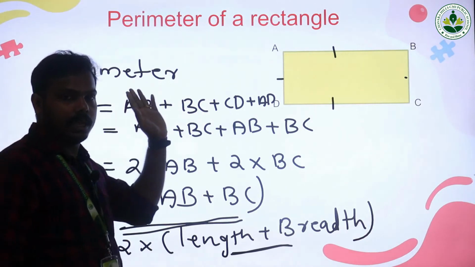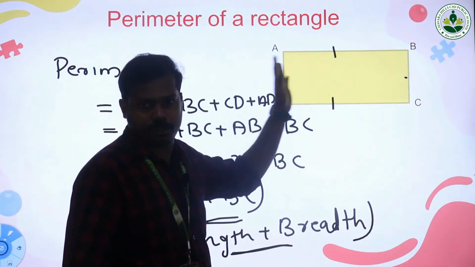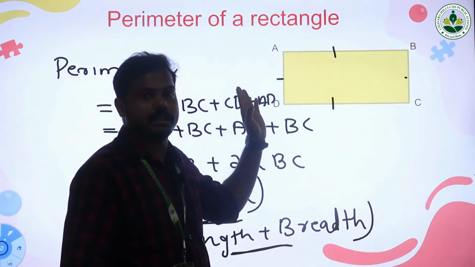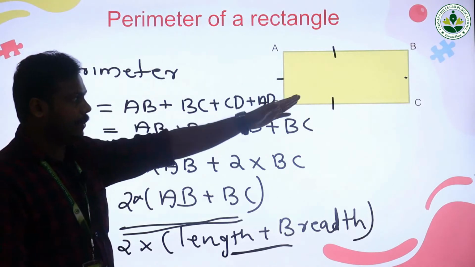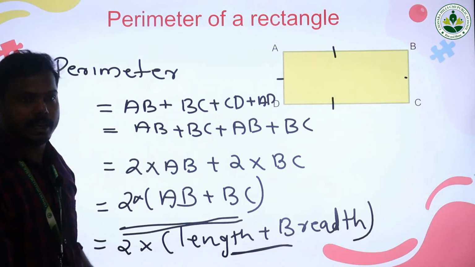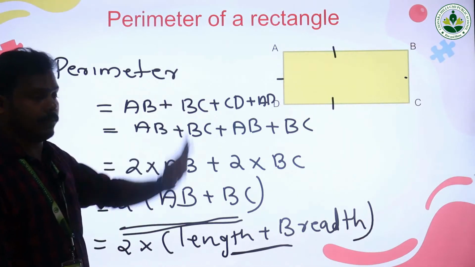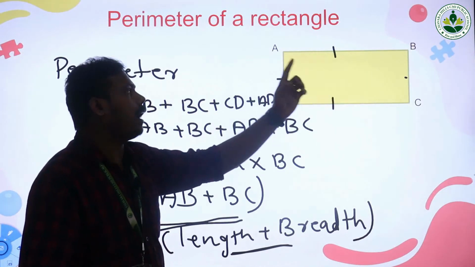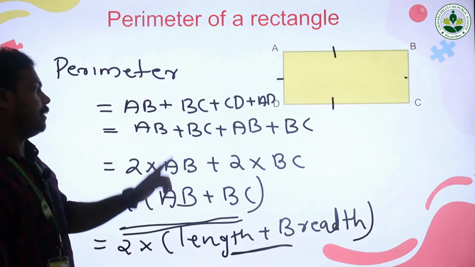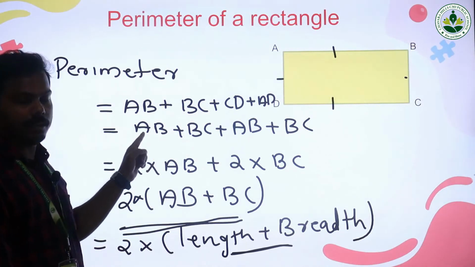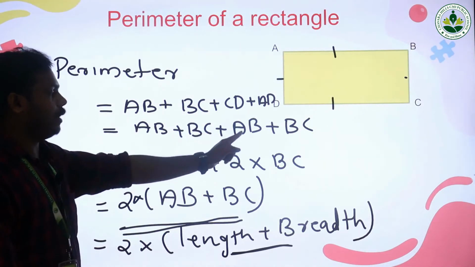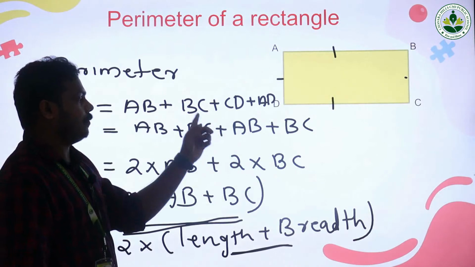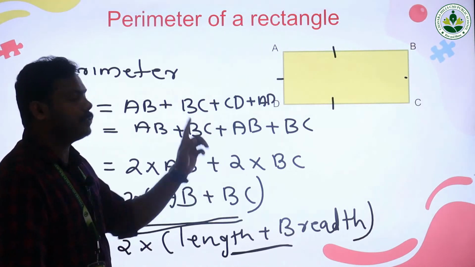Perimeter means the total length of the sides of a shape. For finding the total length, we need to add the sides. We just add AB, next side BC, next side CD and next side AD. But we know the opposite sides of a rectangle are equal. So we write AB instead of DC and BC instead of AD. That is the second step. From that we can see 2AB and 2BC, so we write 2 into AB plus 2 into BC.